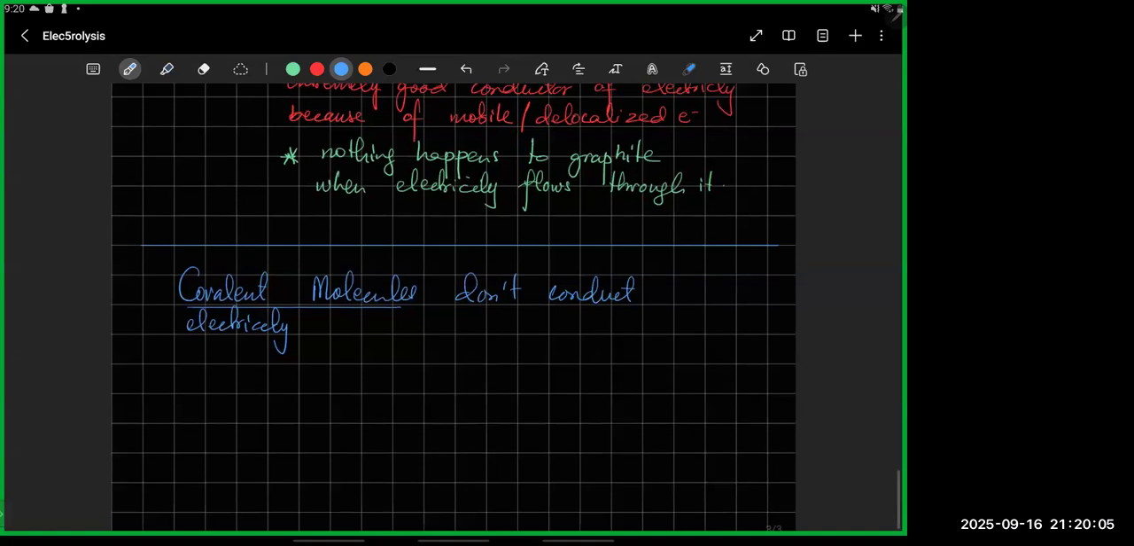So why do they not conduct electricity? Because they're mostly sharing electrons, the oxygen or chlorine. You've got a chlorine molecule, it's Cl. So you've got Cl, it's got let's say 7 electrons. And there's another Cl and that's got 7 electrons.